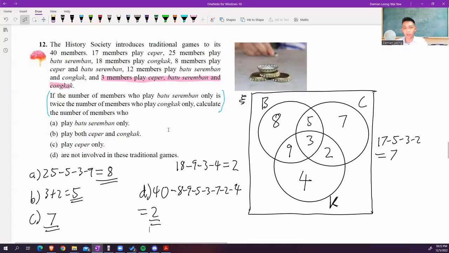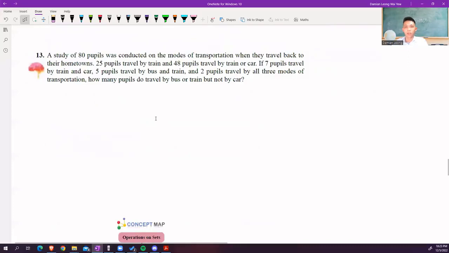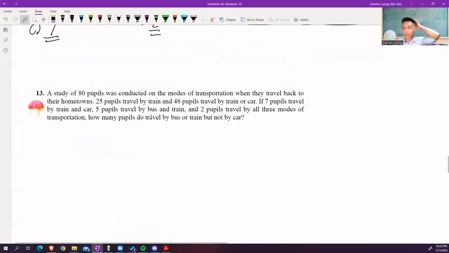Okay, that is question 12 here. Then question 13. A study of 80 pupils was conducted on the modes of transportation when they travel back to their hometowns. 25 pupils travel by train, 48 pupils travel by train or car. 7 pupils travel by train and car, 5 pupils travel by train and bus, 2 pupils travel by all 3 modes of transportation. How many pupils travel by bus or train but not car?